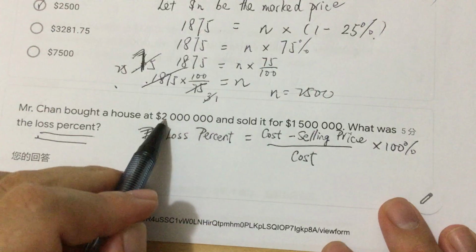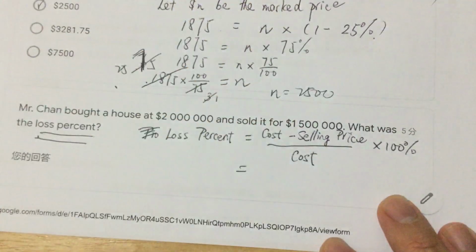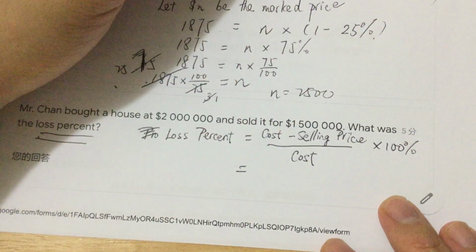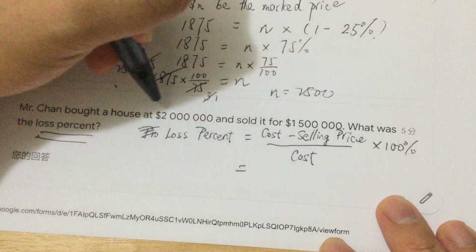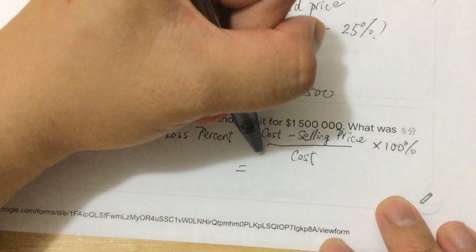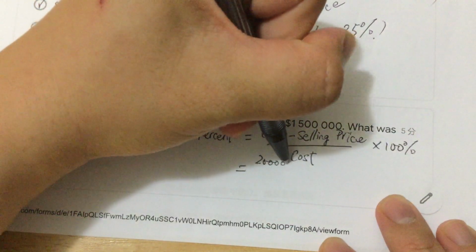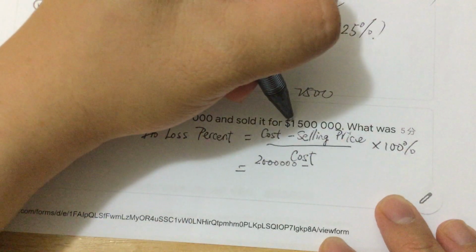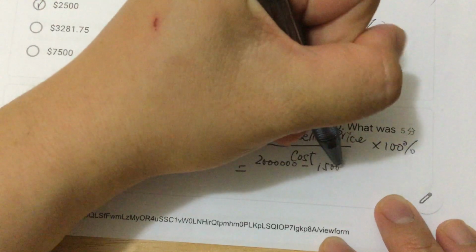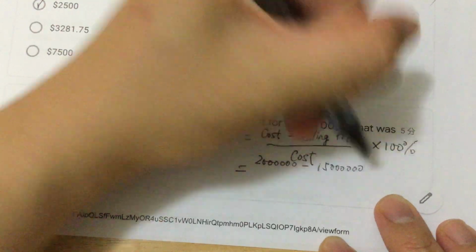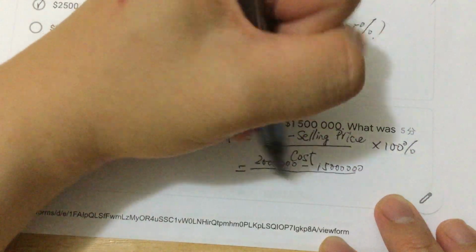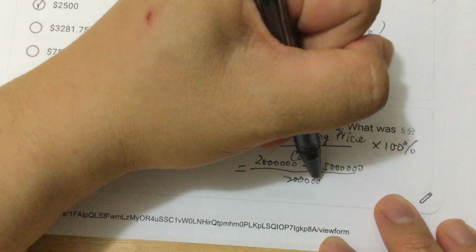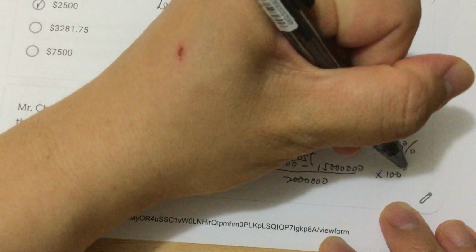So you will hear many zeros in the lesson. The cost is 2,000,000. That is 2 million. And minus that is $1,500,000 for the selling price, over 2 million, times 100%.